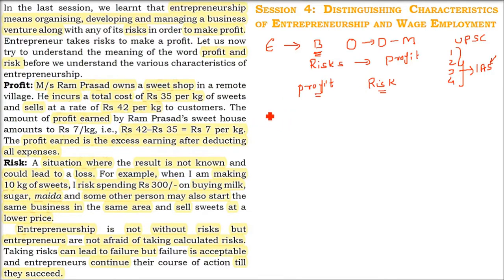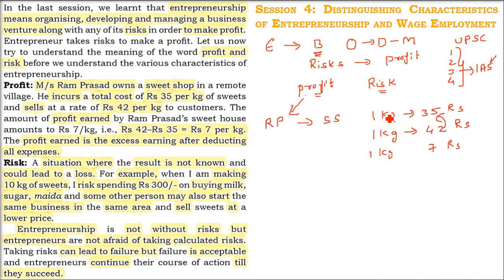But in this context, we'll take an example. Just assume there is a sweet shop owner, Mr. Ram Prasad. Now the cost incurred to make 1 kg of sweet, whatever ingredients he manages, the work, gas, etc., everything, is 35 per kg, but he sells it for 42 per kg. So what is the difference? 7. 42 minus 35 is 7. So on selling 1 kg, Mr. Ram Prasad is earning 7 rupees. The 7 rupees is a profit. If he sells 100 kg, he'll get 700, right?